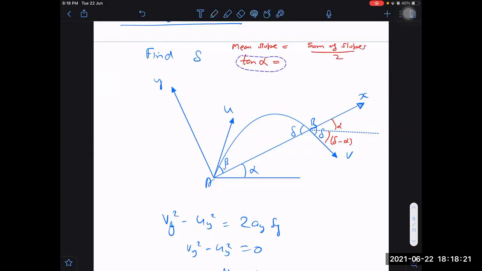Let us write now. Any number of slopes, sir? Not any. Only 2 slopes. Yes, sir. Only 2 only. Let me write it this way: slope at A plus slope at B divided by 2. That is our mean slope.